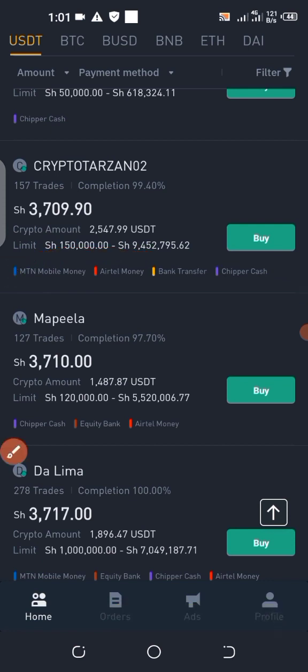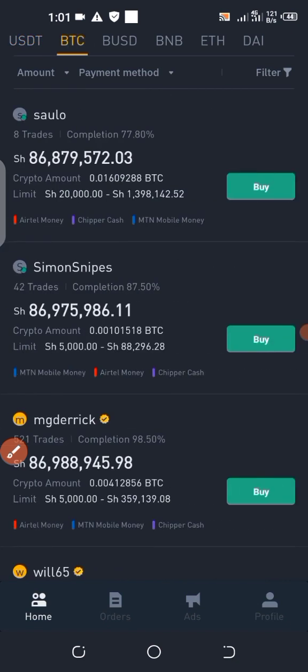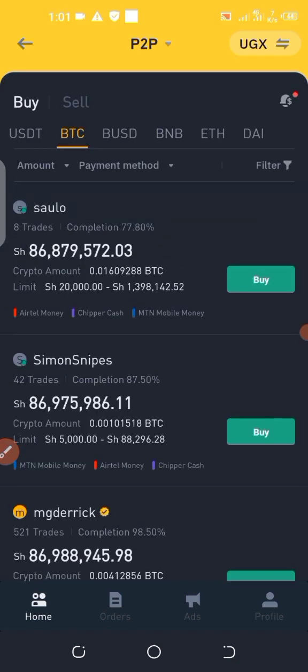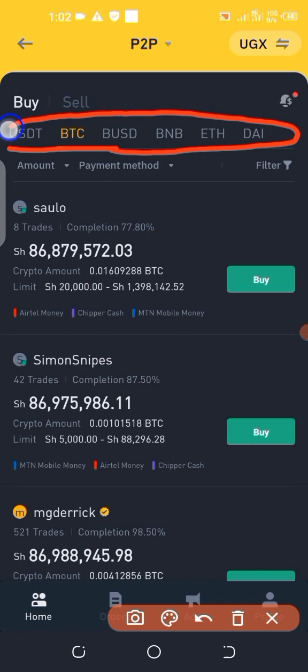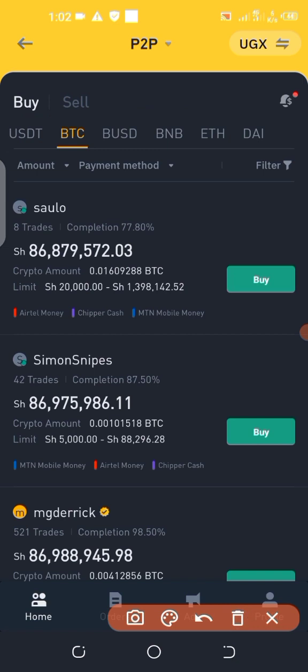Leave that. Now USDT, then we have BTC. You just have to keep moving around. These are the available cryptocurrencies so far under the P2P platform. Here you will find various sellers and buyers.